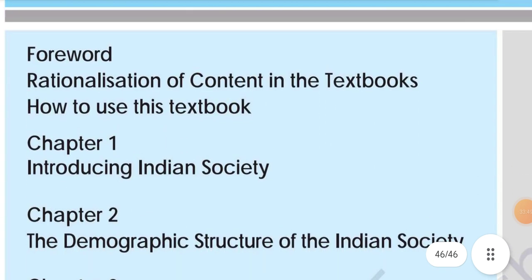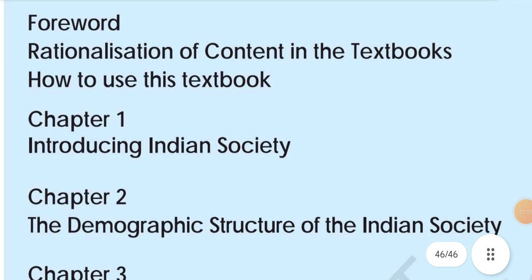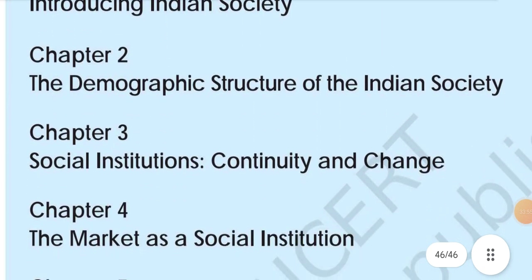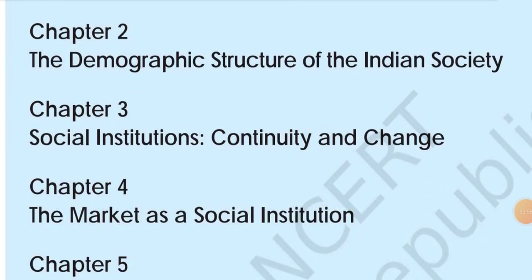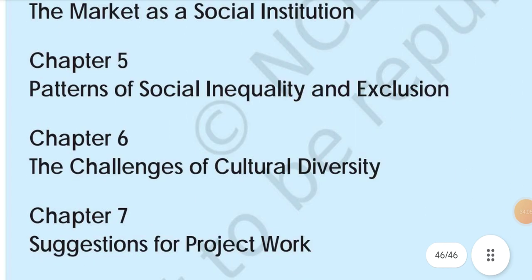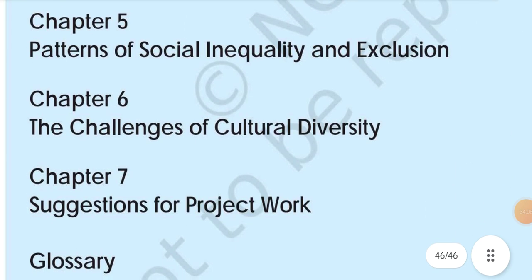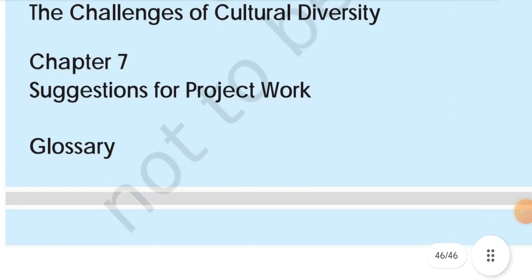Contents. Foreword. Rationalisation of content in the textbooks. How to use this textbook. Chapter 1: Introducing Indian Society. Chapter 2: The Demographic Structure of the Indian Society. Chapter 3: Social Institutions: Continuity and Change. Chapter 4: The Market as a Social Institution. Chapter 5: Patterns of Social Inequality and Exclusion. Chapter 6: The Challenges of Cultural Diversity. Chapter 7: Suggestions for Project Work.